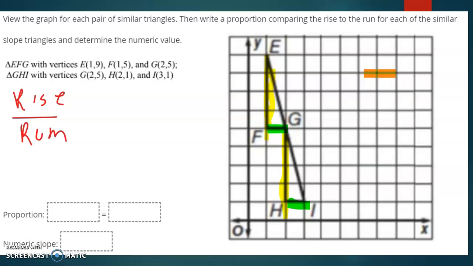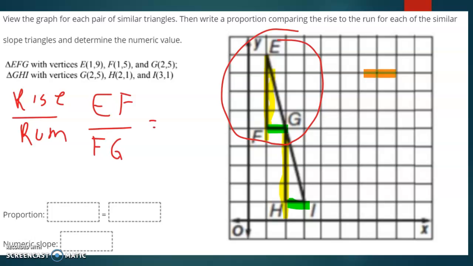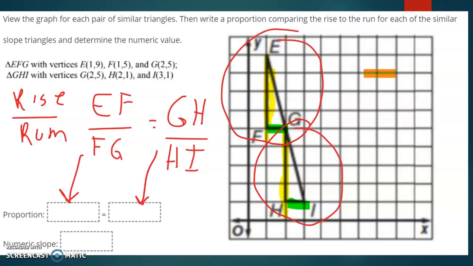On the first triangle up here, the rise is EF, the run is FG, and that is proportional and similar to the rise of this triangle down here, which is GH, and the run is HI. These answers would go here and here.